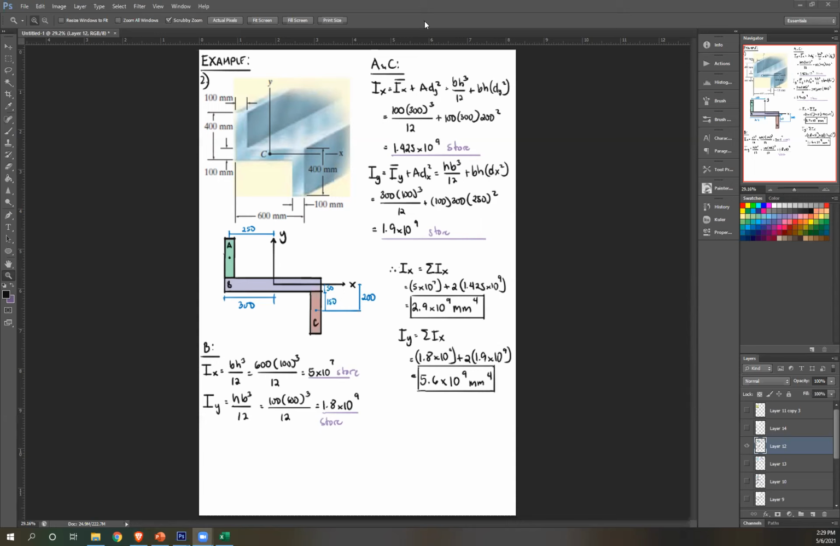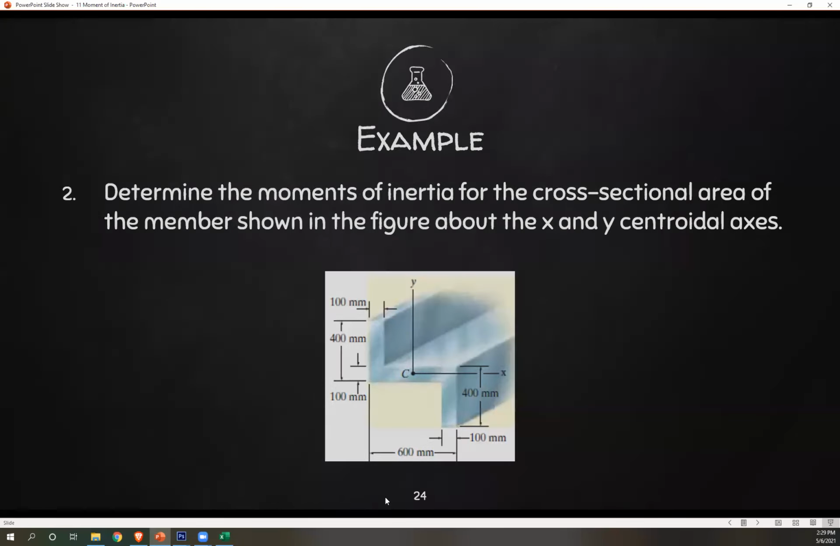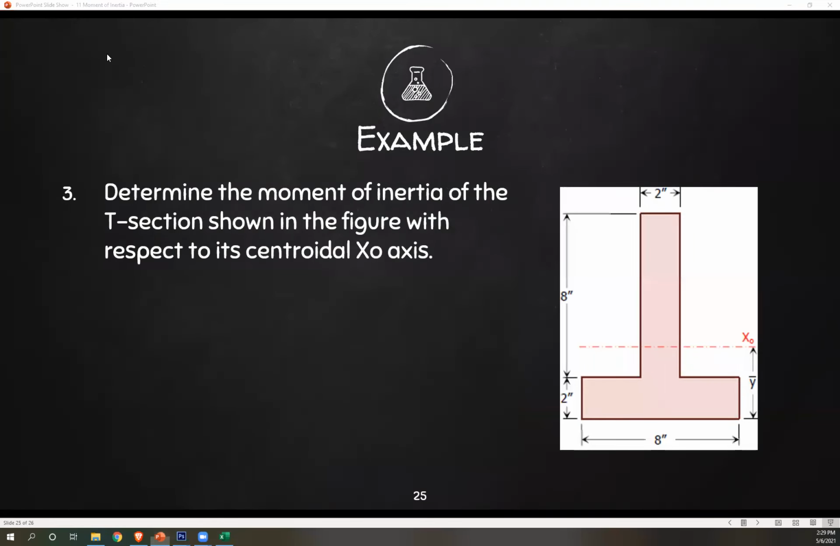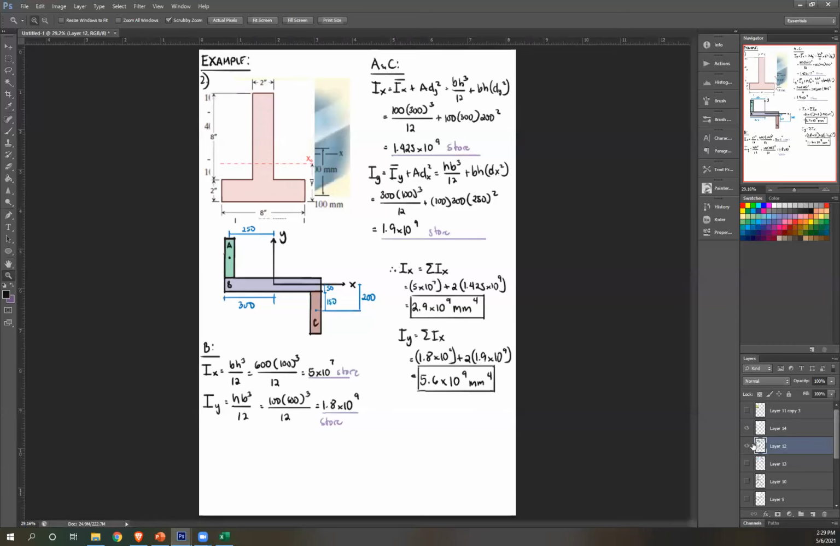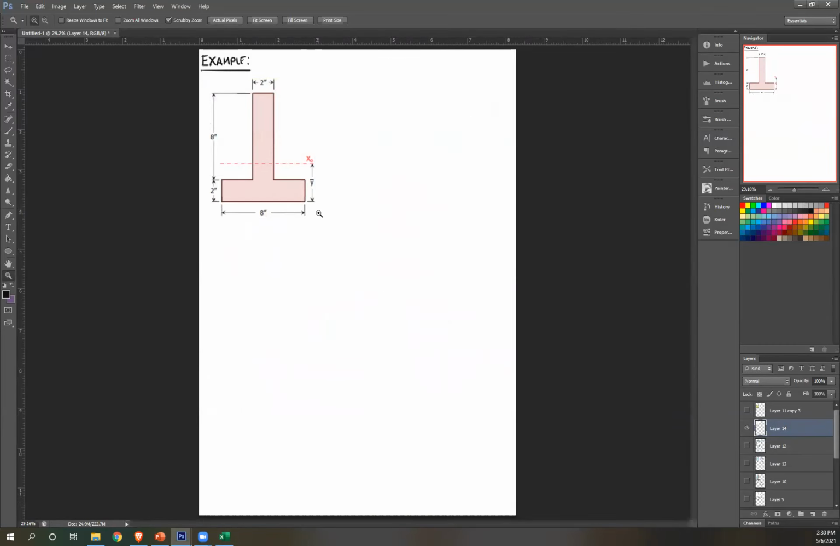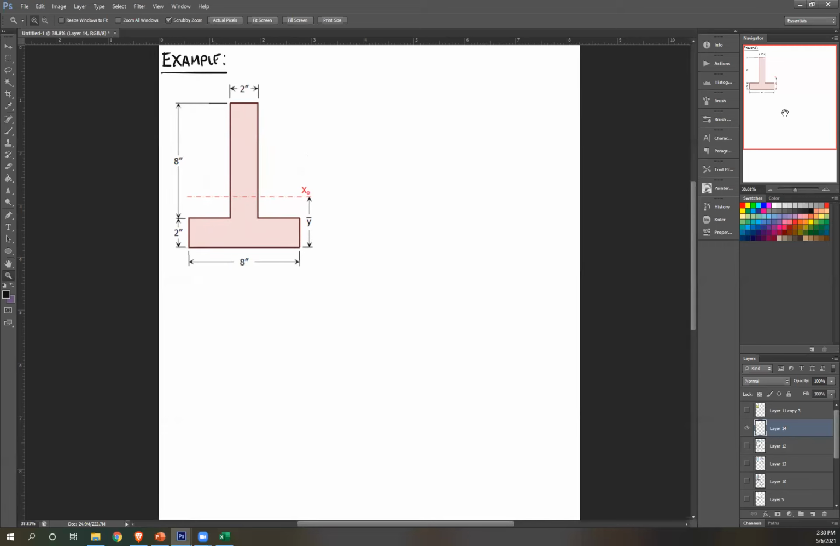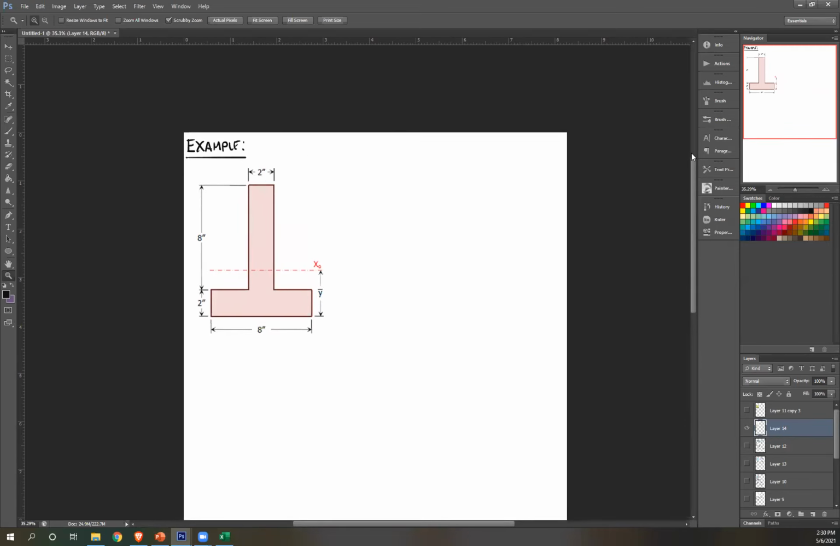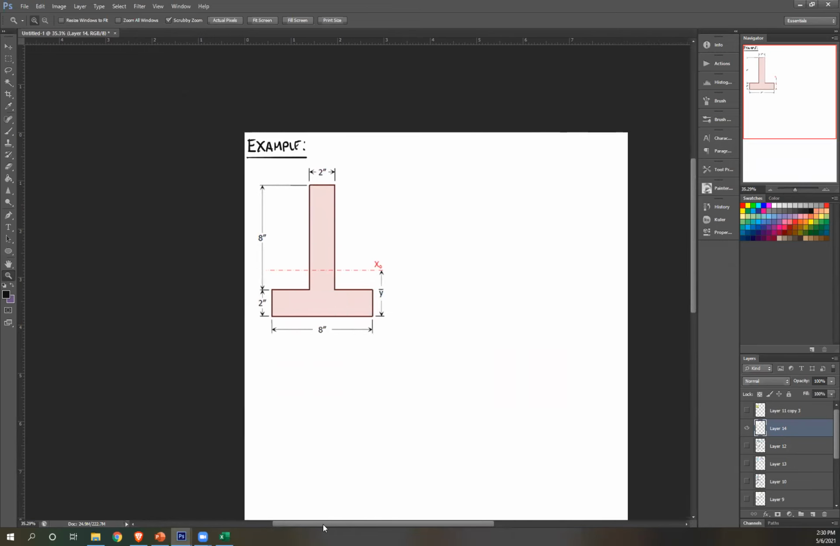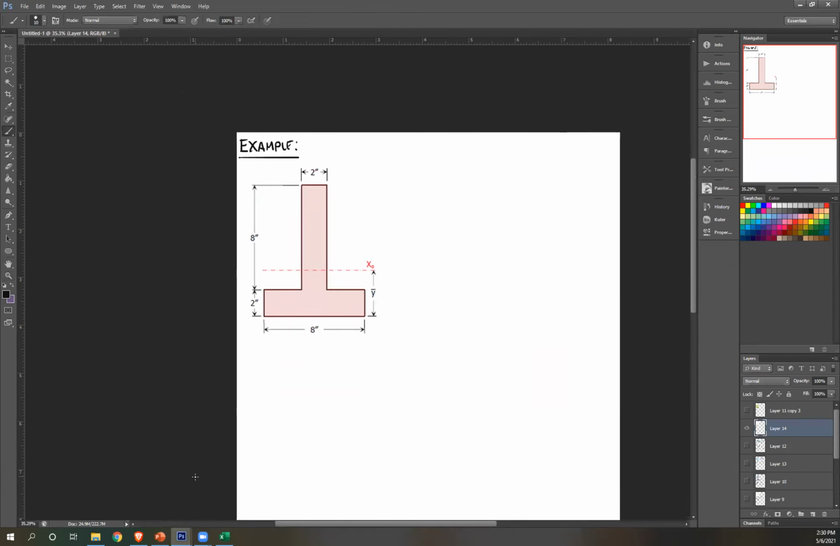Okay, since you don't have any questions, let's move on to the second to the last item for this term. Question number 3. Determine the moment of inertia of the T-section shown in the figure with respect to its centroidal X sub O axis. Okay. Let's start. Now the problem here is I don't know where that X sub O axis is. So I have to solve for that. So I have to solve for the centroid. Okay, and we already know how to do that, right?